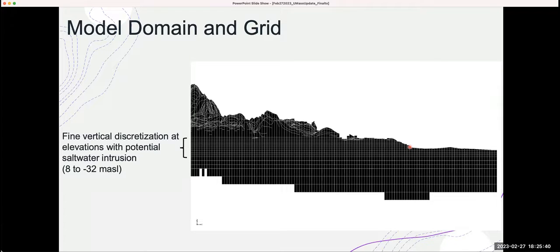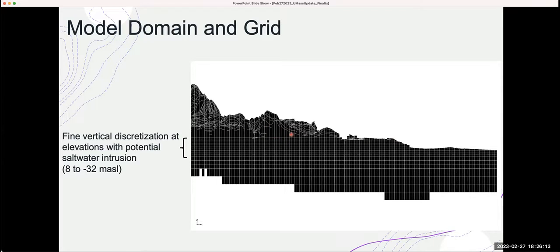And so just to zoom in a little bit on this model from the cross-section view, you can see that between 8 and -32 meters above sea level, we made the vertical discretization about 4 meters. So then we really want to know what's going on in that saltwater intrusion zone. That finer discretization will allow us to do that, which will be important.